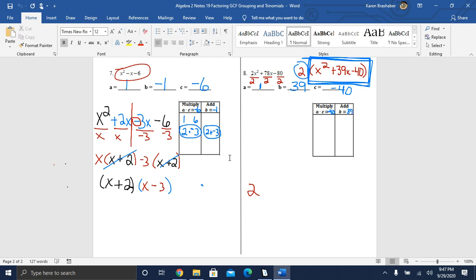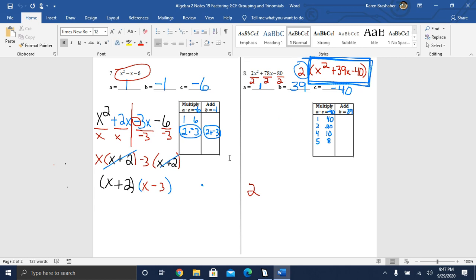So now 40's got a little bit bigger list. Just start with 1. 1 times 40 is 40. Don't worry about your negative at the beginning. 2. 2 times 20 is 40. If you need to, you can use a calculator. 3, well, 3 doesn't work. You can't take anything times 3 to get 40. 4, well, that would be 4 times 10. 5 times 8. And then 6 doesn't work, 7 doesn't work, and then 8 we've already used. So we've got all of our factors.